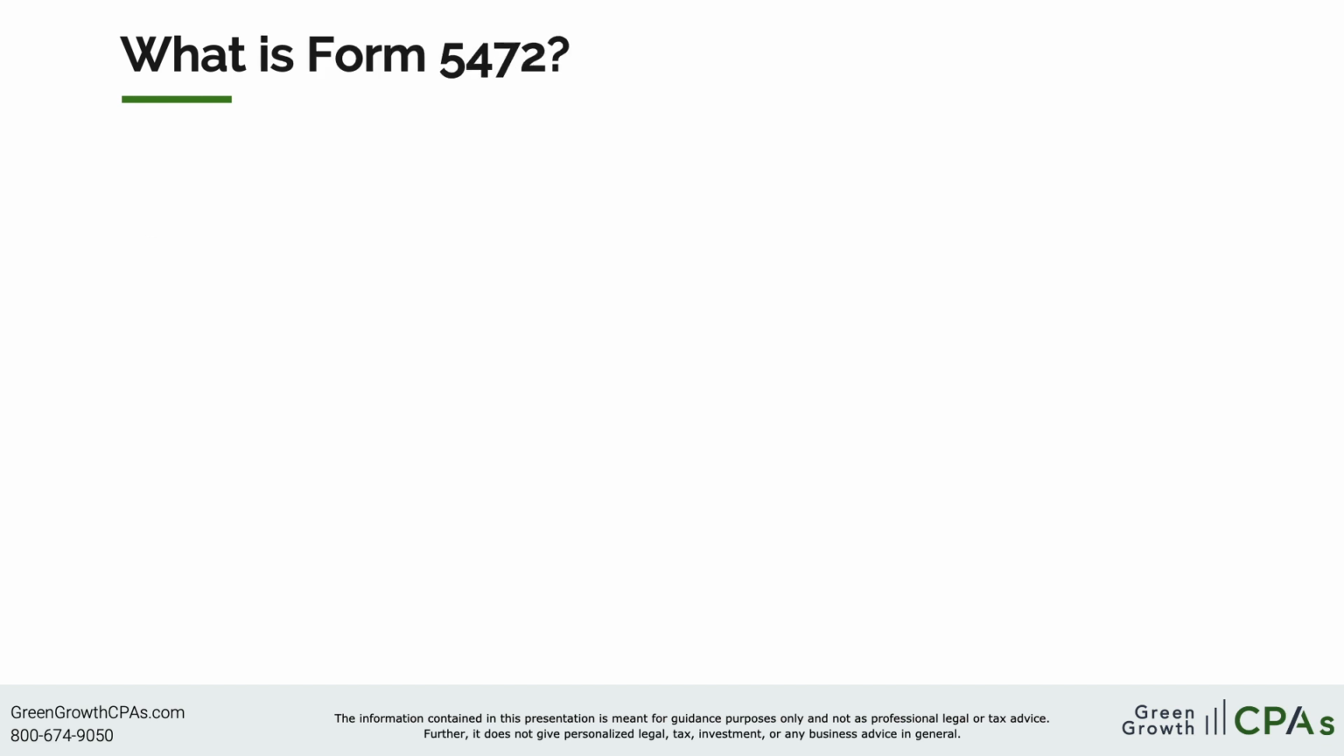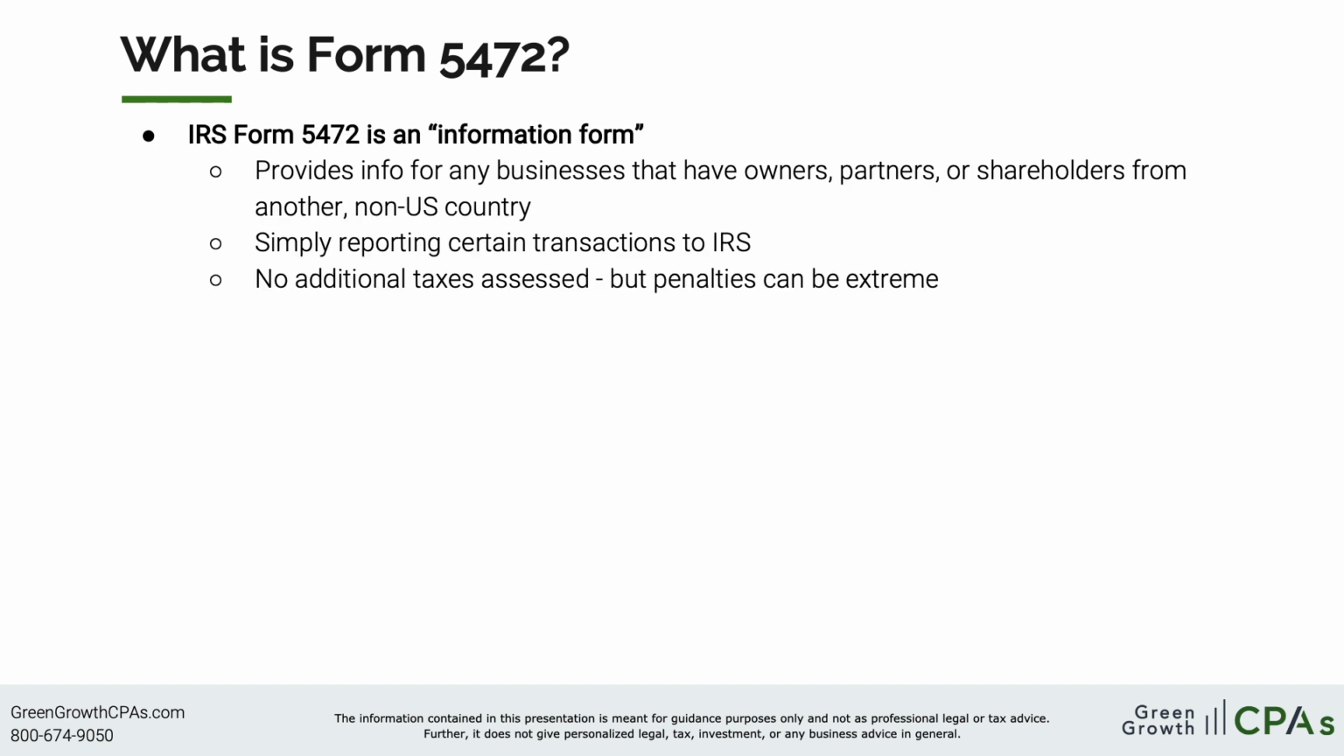So first, what is Form 5472? Now, IRS Form 5472 is what is known as an information form that provides information for any business that have owners, partners, or shareholders from another non-US country. So when you file this form, you're just reporting certain transactions to the IRS. There is no additional tax calculated or assessed on your business or on you personally, but the penalties for not filing are extreme, and we'll get into those in a moment. So there is absolutely no reason not to file this form.